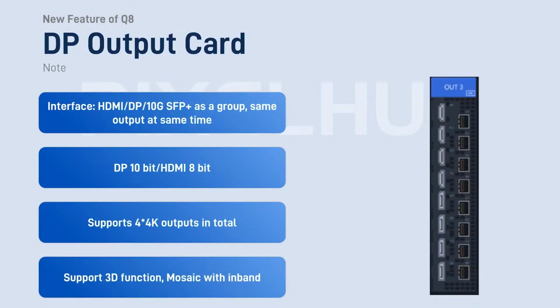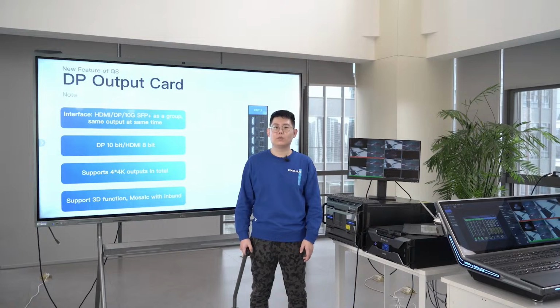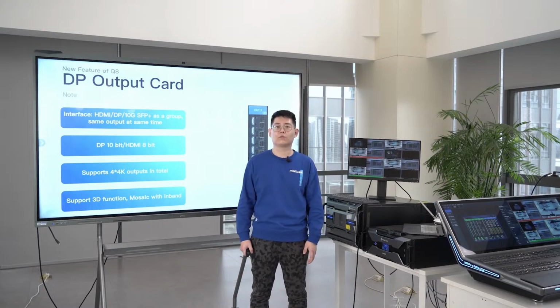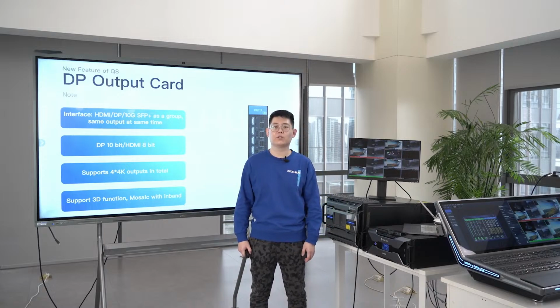Please note, HDMI, DP, and 10G SFP interfaces are grouped together, meaning they output the same signal simultaneously. Bit depth for DP is 10-bit, while for HDMI is 8-bit. The system supports 4 4K outputs in total and includes support for 3D functionality and in-band mosaic.